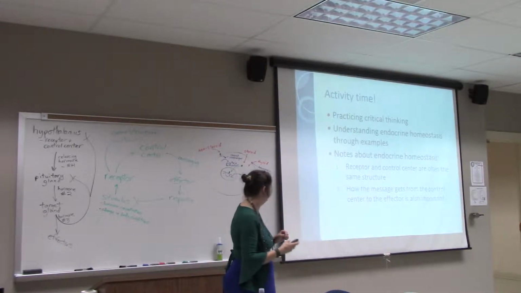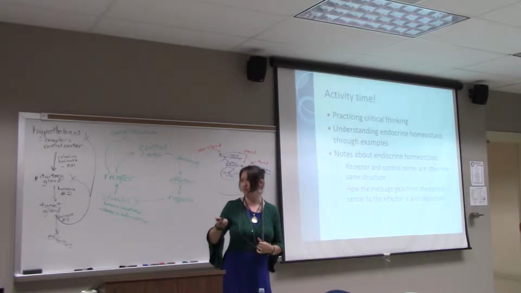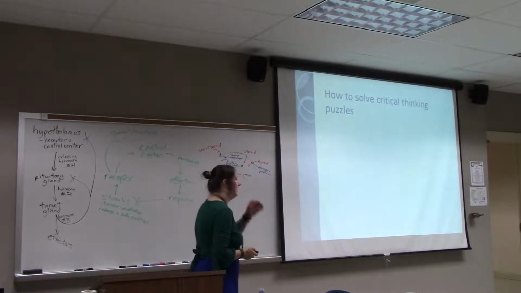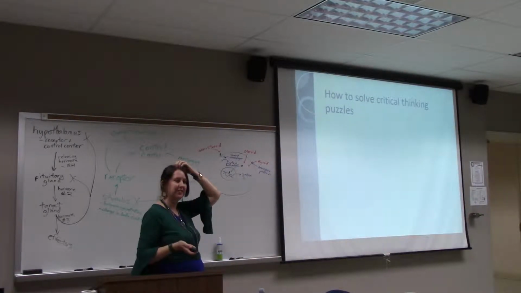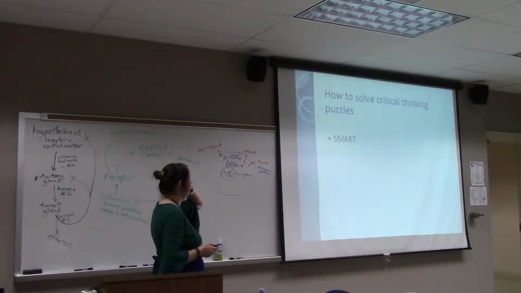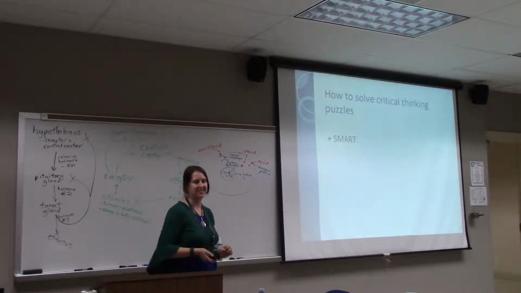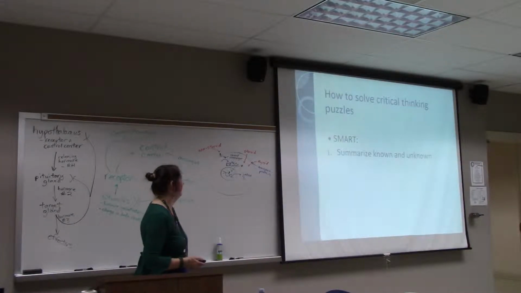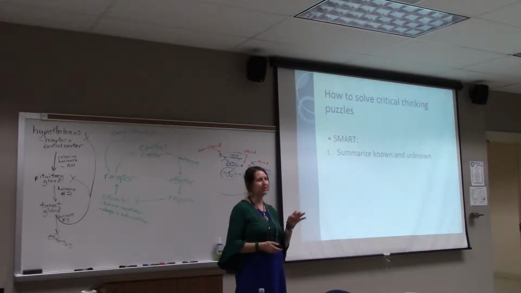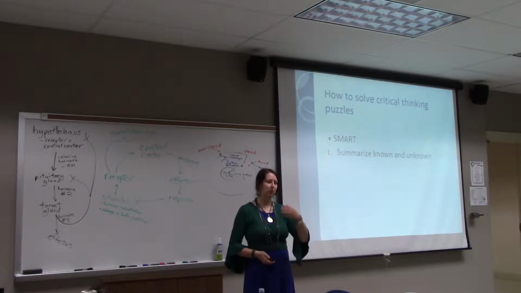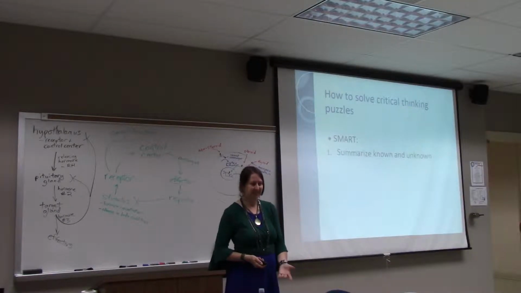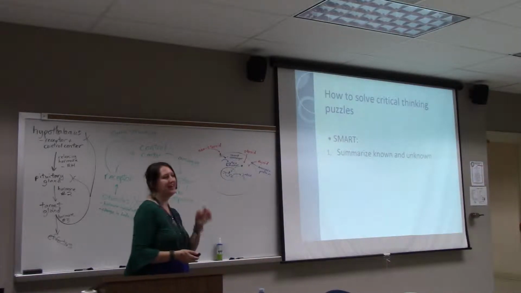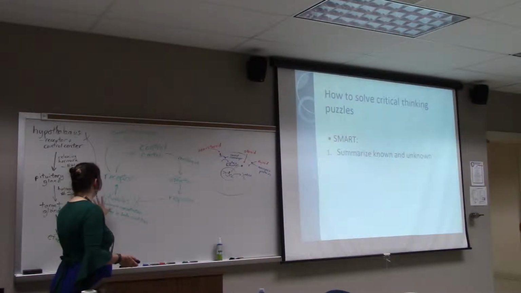And I meant to go through 2 more slides before we actually did that, but hopefully this will still be useful. A general procedure for solving critical thinking puzzles is abbreviated as SMART. Each letter stands for a thing you'll do. S is summarize known and unknown. So what information do I have? In front of you, you have that story. What do I need to get? I need to match it up with this.